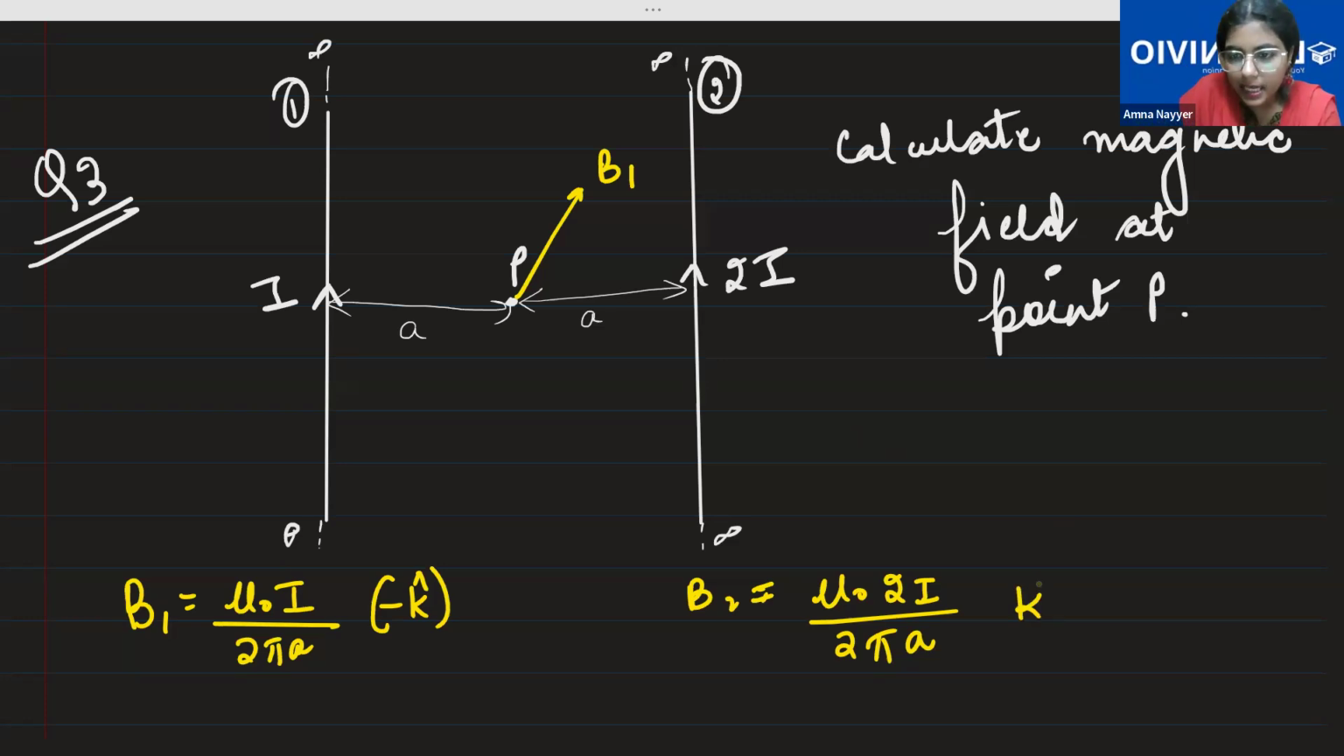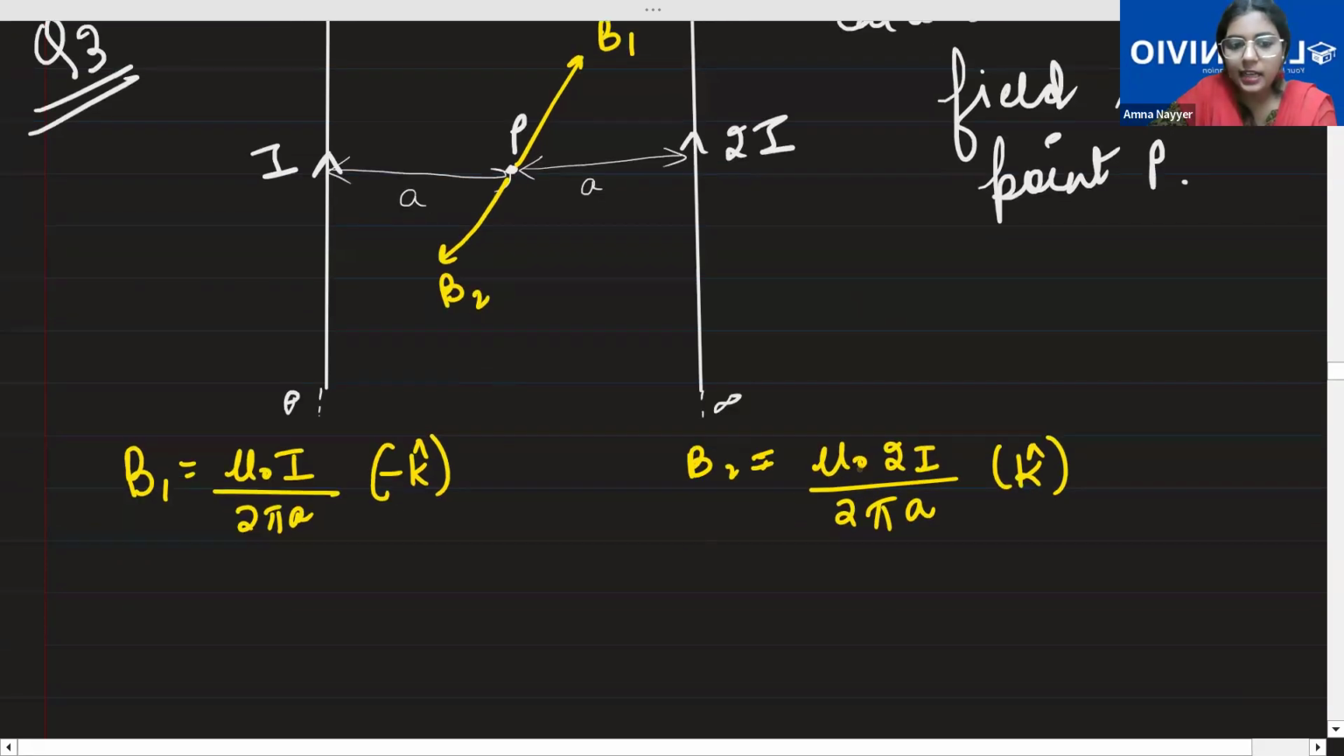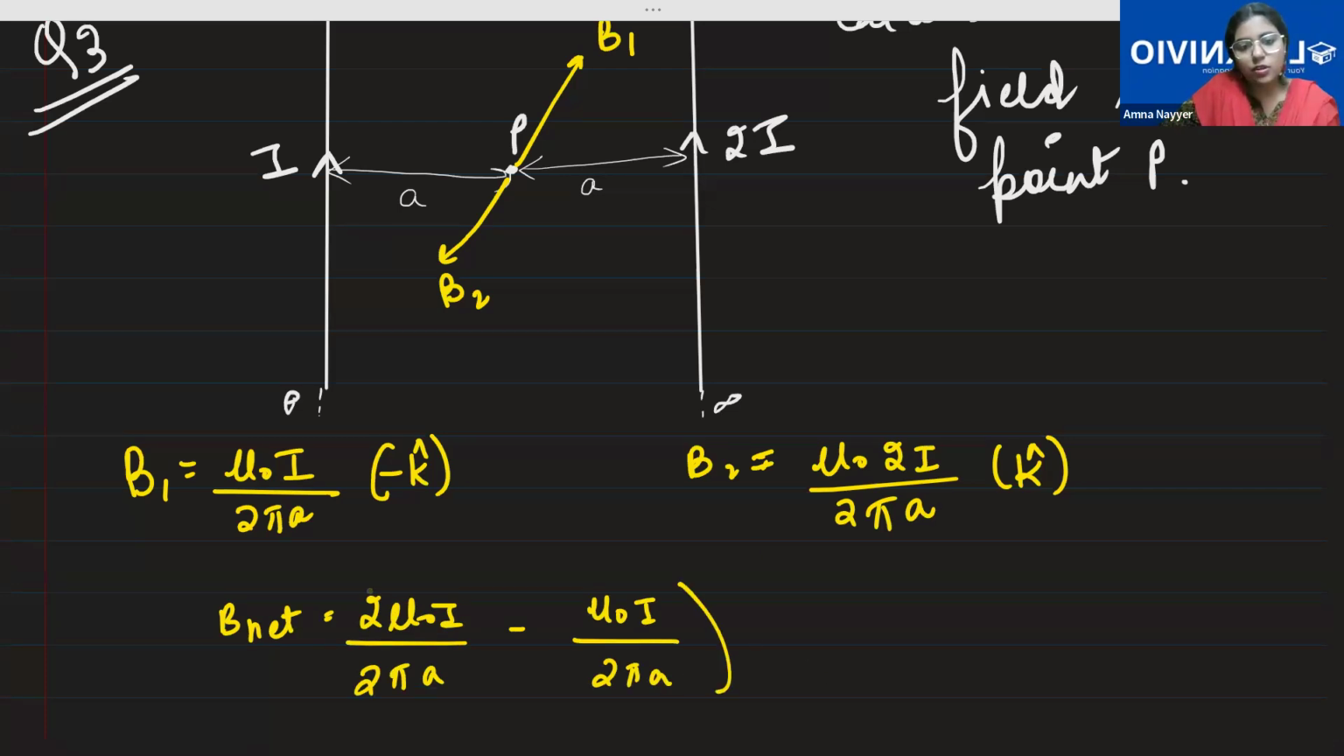Outwards means plus k cap, so this will be pointing outwards like this. See, two vectors in the opposite direction. Definitely we'll have to subtract, correct? And this one is greater. So see, the net magnetic field will be 2 mu naught I by 2 pi A minus mu naught I by 2 pi A, which will be outwards, this whole thing, k cap.